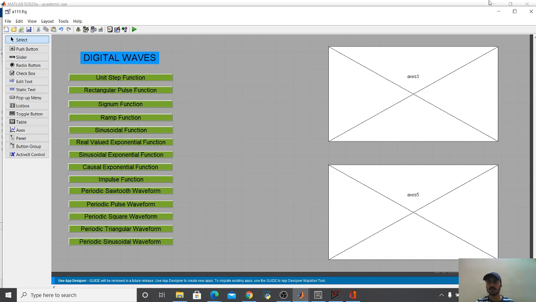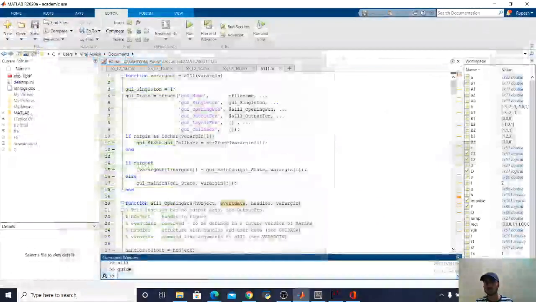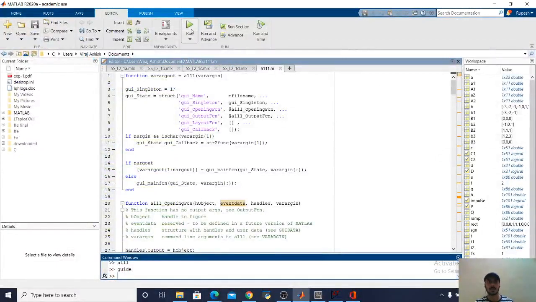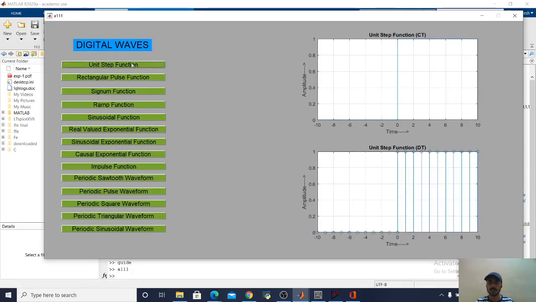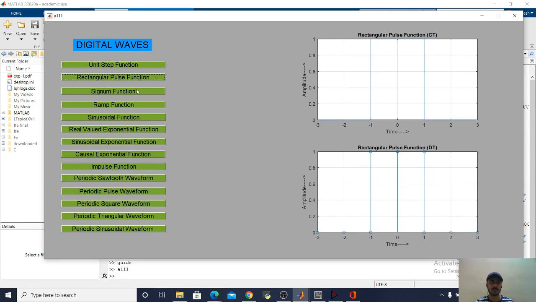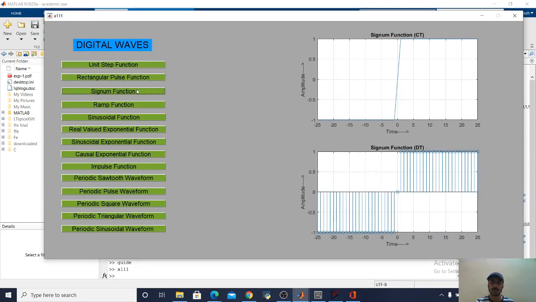So let's say here I've already created one UI. Let's see what happens here. First one is the unit step function. You can see on clicking it generates a unit step function. Next one is the rectangular function. Next one signum function, ramp function.